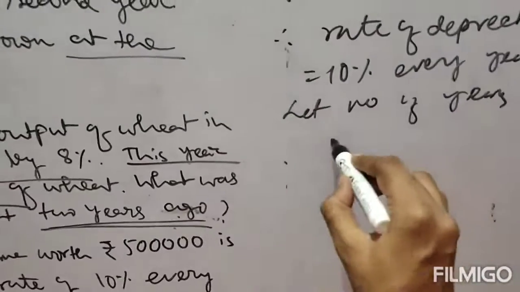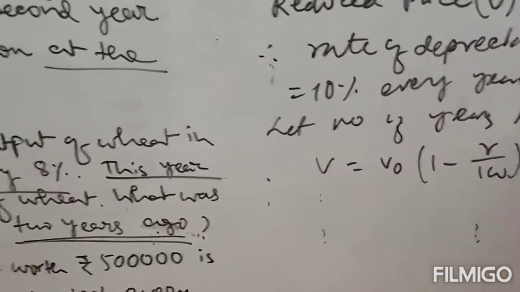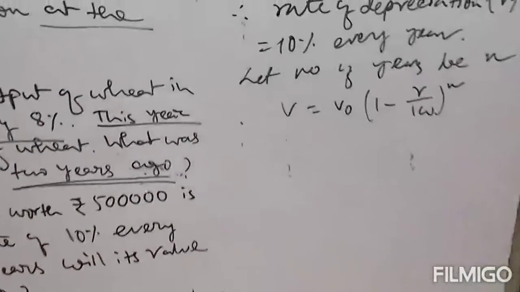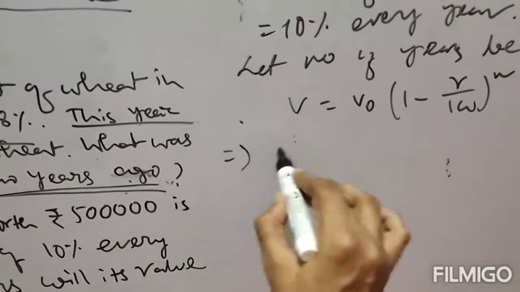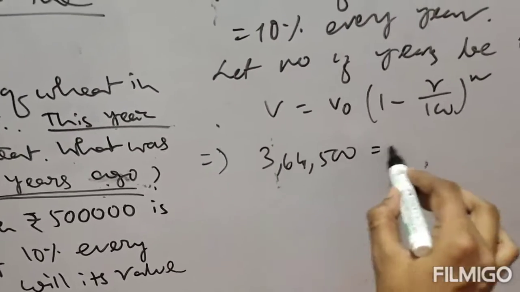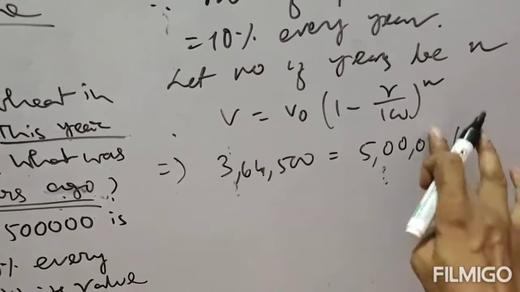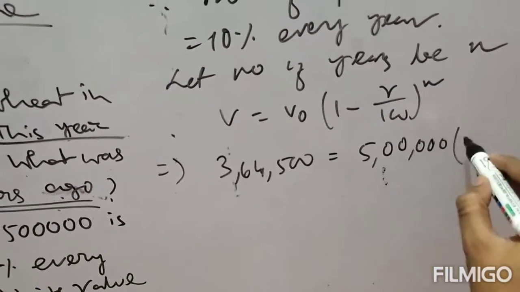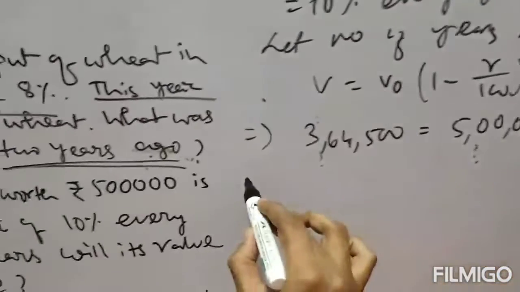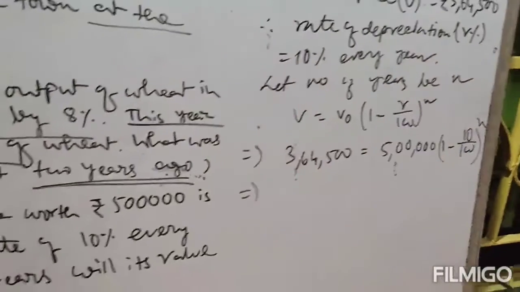So put the formula. V equals V0 times (1 minus R by 100) to the power n, because it is a depreciating case, so we will use the minus sign. Now the value of V is 3,64,500 and V0 is 5 lakh. R is 10% and we have to find the value of n. Clear? So this is the equation.